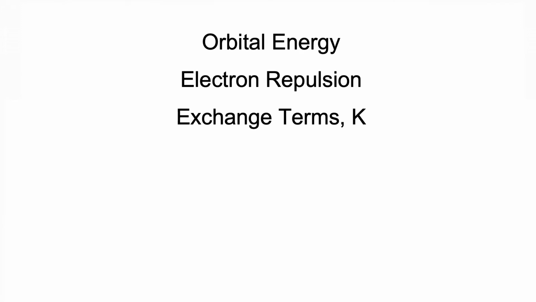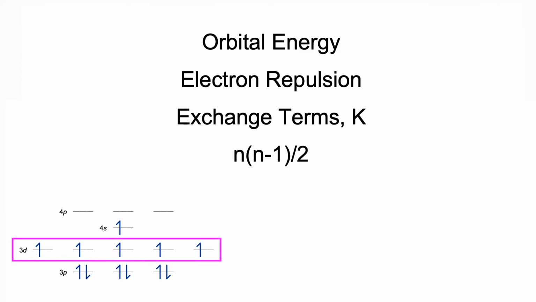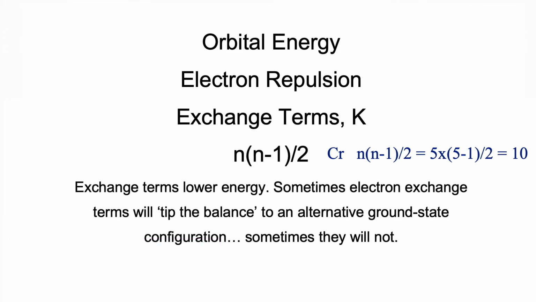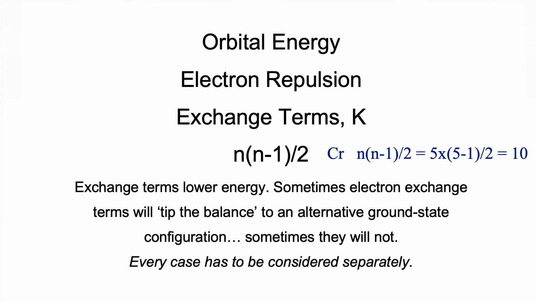There are various considerations: the orbital energy, electron repulsion, and exchange terms, a slightly peculiar quantum mechanical property when we have identical electrons. The equation is n times (n minus 1) divided by 2. Chromium has 5 3d electrons, so therefore there are 10 exchange terms. Exchange terms lower energy. Sometimes exchange terms will tip the balance into an alternative ground state configuration. Sometimes they will not. Every case has to be considered separately.